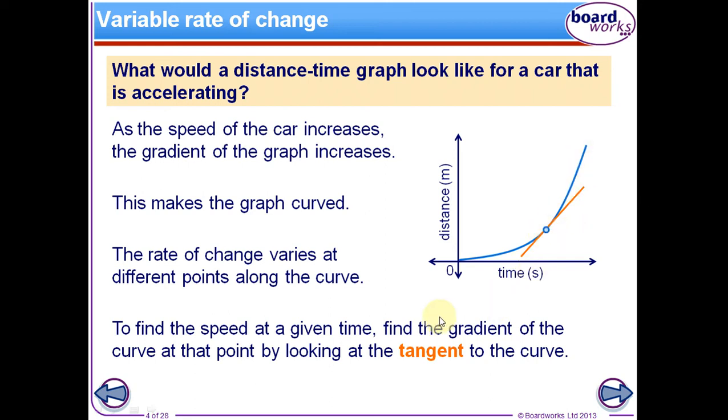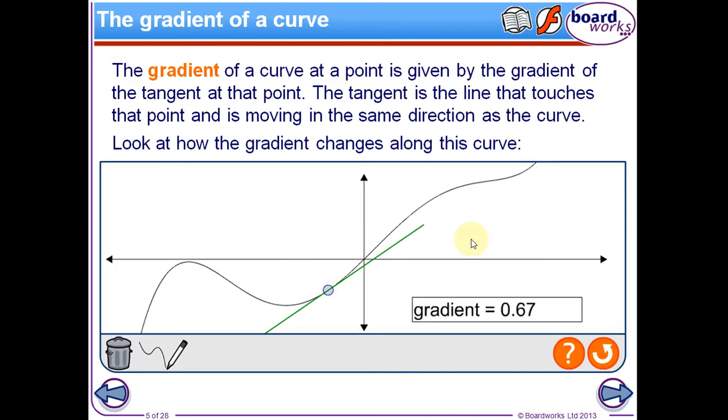The gradient at this point is not the same as at this point. Unlike a straight line graph, where the gradient is the same at any point, here the gradient varies along the curve. In physics this is known as instantaneous speed, because you can find the speed at that instant, but if it is a straight line graph, then it's a constant speed. Let me show you what I'm trying to say. If you look at this curve now, the gradient of the curve at a point is given by the gradient of the tangent at that point.